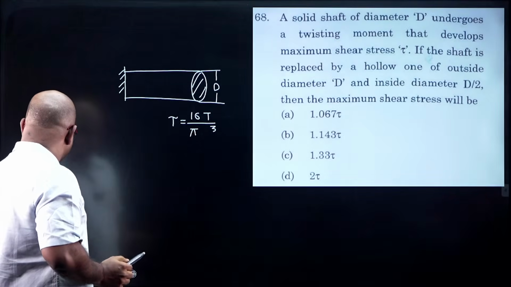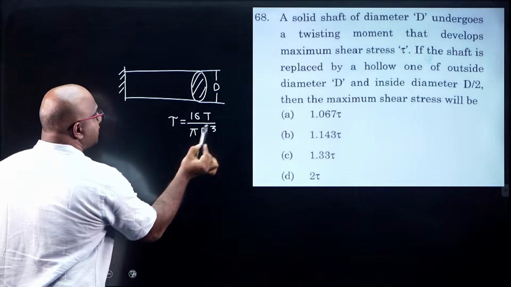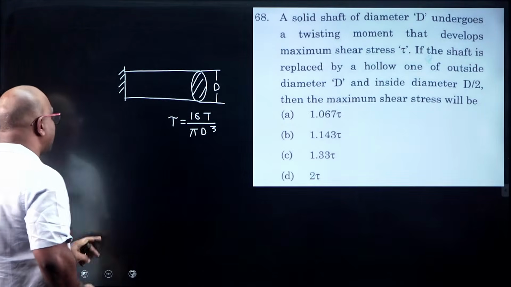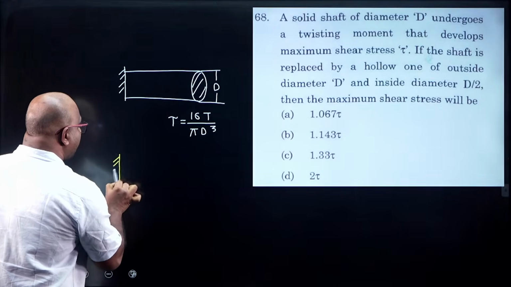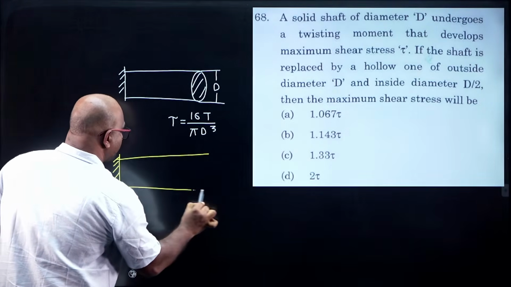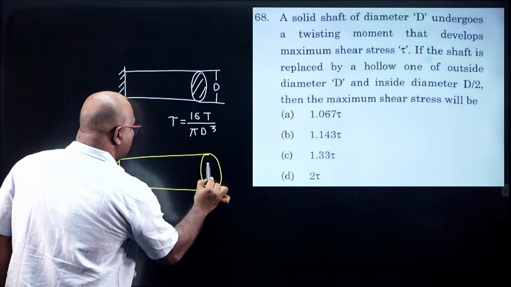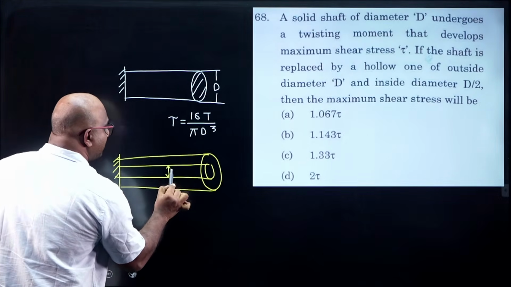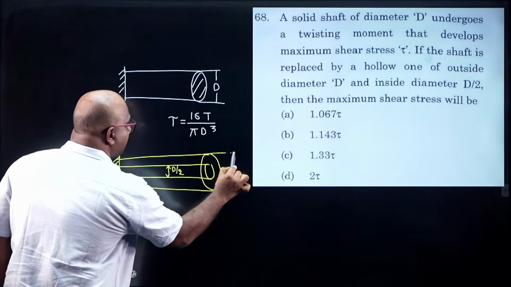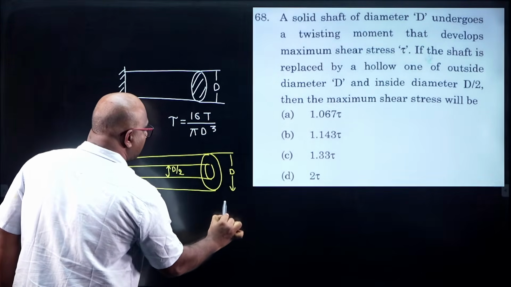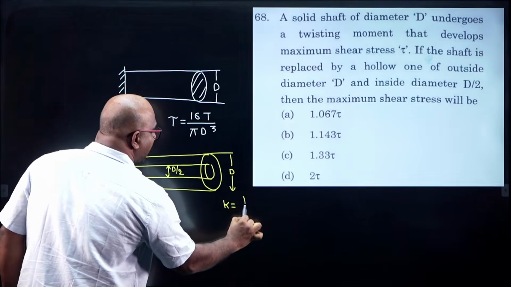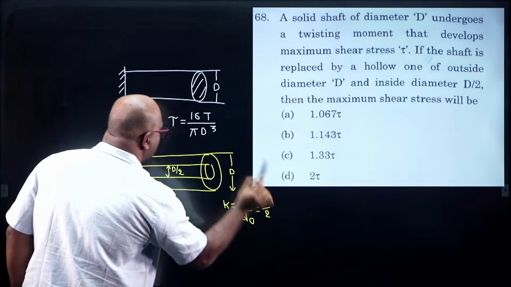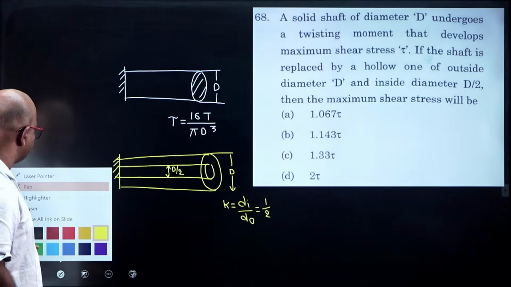Assume capital D. Now what he has done, he made it into a hollow shaft which also has the same outer diameter. Outer diameter is the same, but the inner diameter is how much, guys? D by 2. This is the capital D by 2. What is the diameter ratio, inside diameter by outside diameter? How much is it coming, guys? 1 by 2.